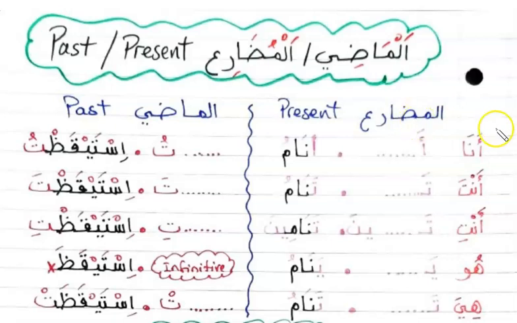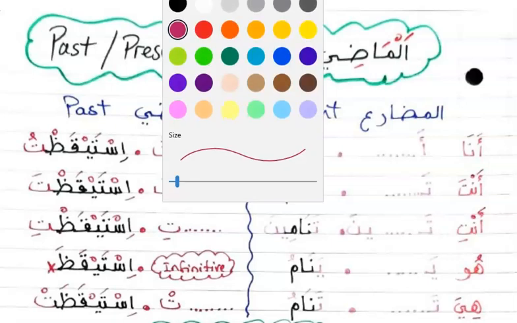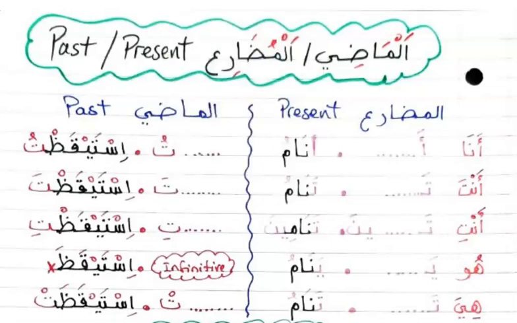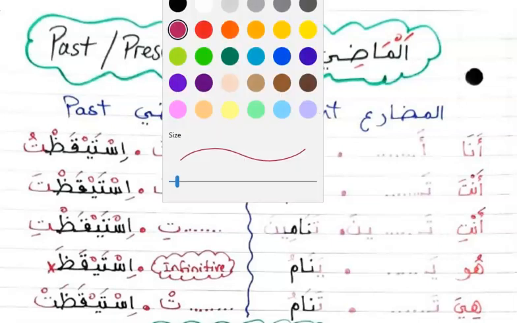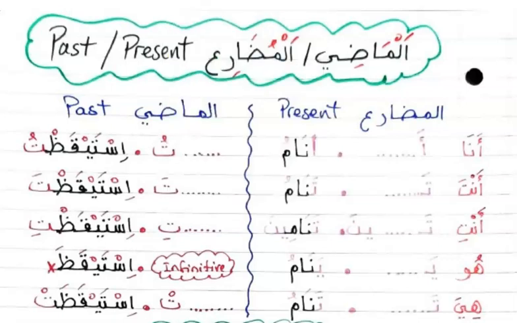Right here we have examples of the present tense, which is المضارع بالعربي. المضارع. Right here المضارع. الماضي, past. And this video is covering the singular, which is المفرد.